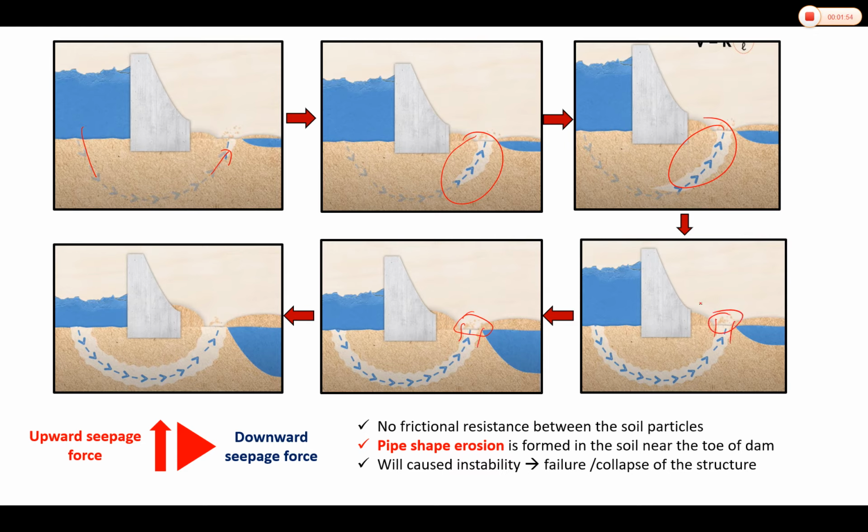If you can see here, the pipe-shaped erosion, with the particles starting to lose their strength, will cause instability, and will cause the failure and collapse of the dam structure when the upward seepage is more than the downward seepage.